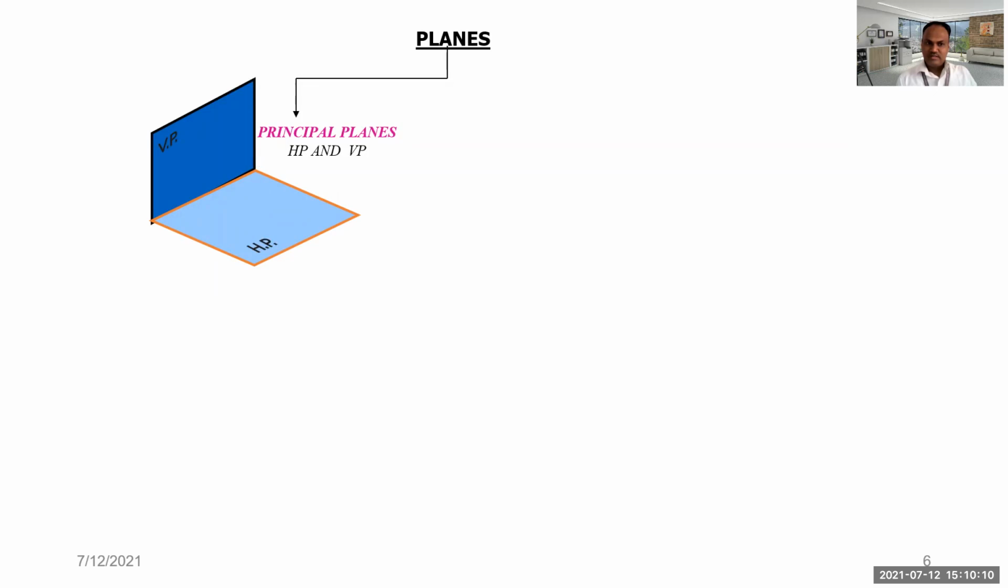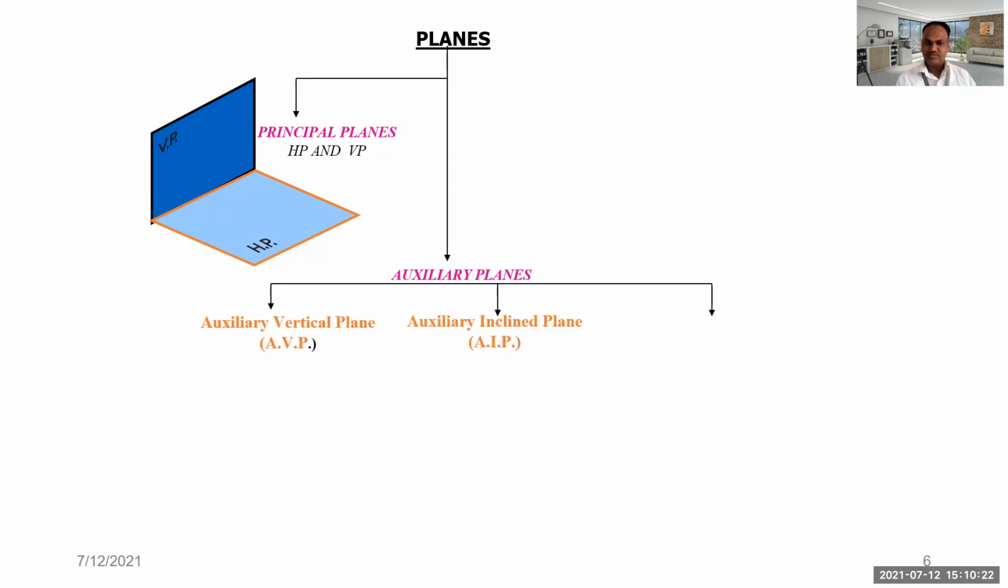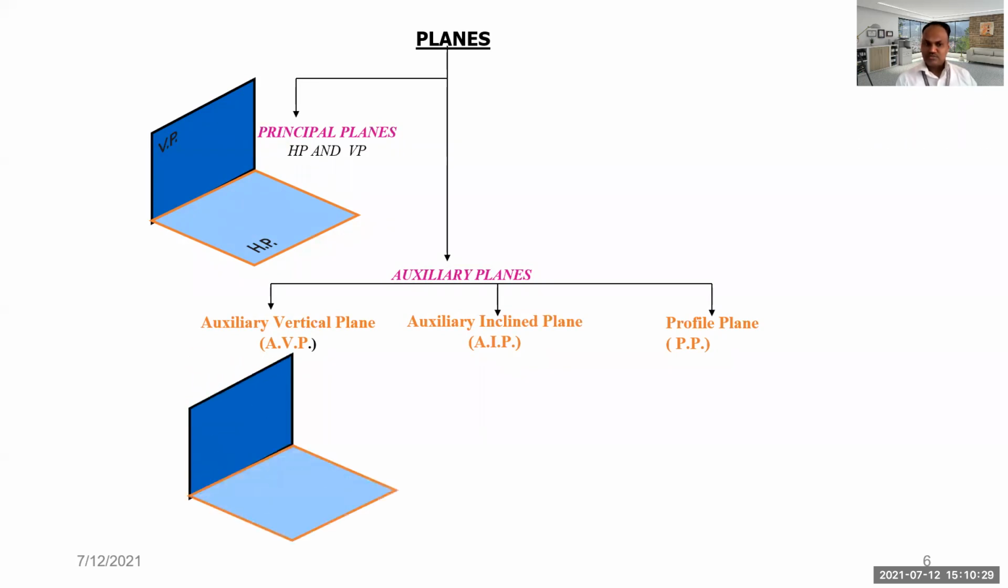Okay, getting it? Then auxiliary planes. Why these auxiliary planes come into the picture, I'll discuss in the next lecture, because right now we are going to see what is an auxiliary plane. Auxiliary vertical plane, auxiliary inclined plane, and profile plane. So an auxiliary plane is nothing but, if I have one inclined object, and for that inclined object I want to see it from the vertical side, then this is called an auxiliary vertical plane.